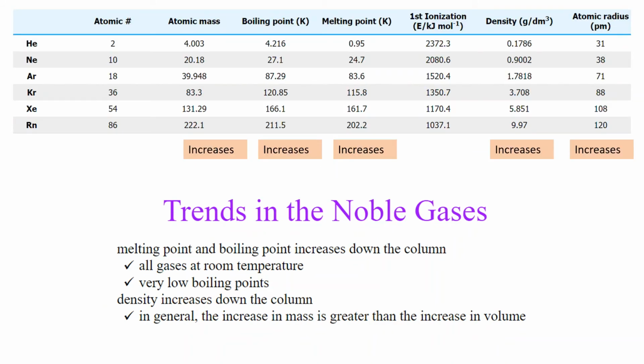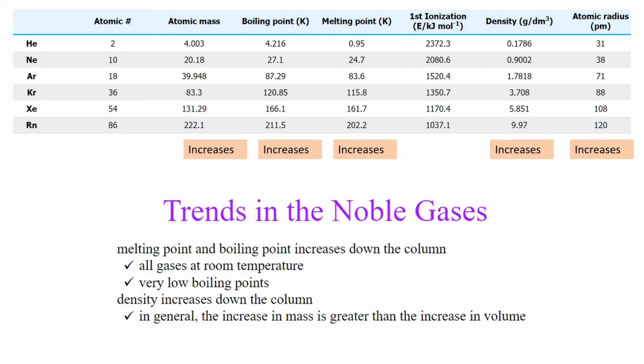So let's have a look at this table. The atomic mass increases down the periodic table. The boiling point increases down the table, and the melting point increases down the table. The density increases.